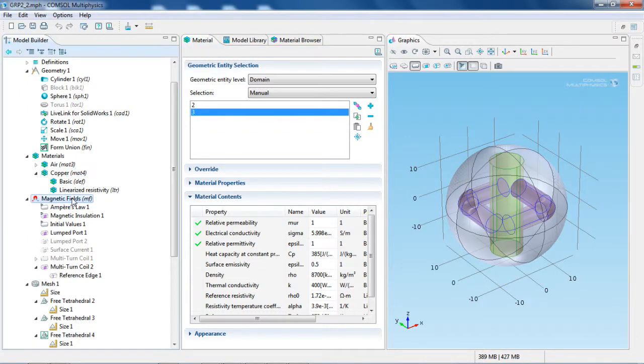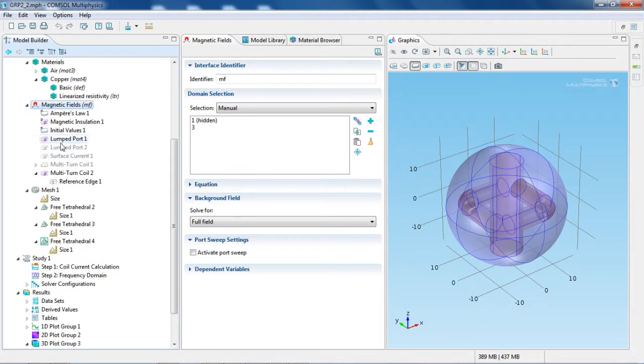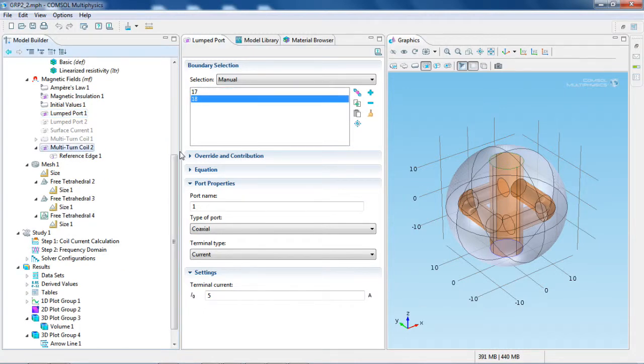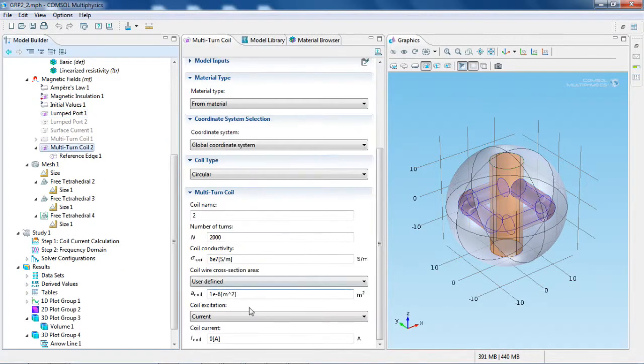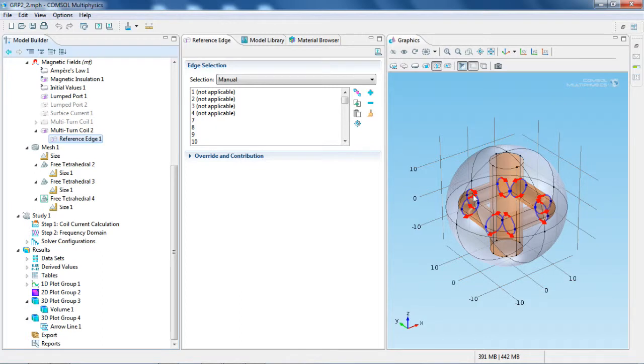Magnetic field study was again selected. The lump port was set up exactly as the previous model, whilst the multi-turn coil was set up with exactly the same turns and the same coil direction.